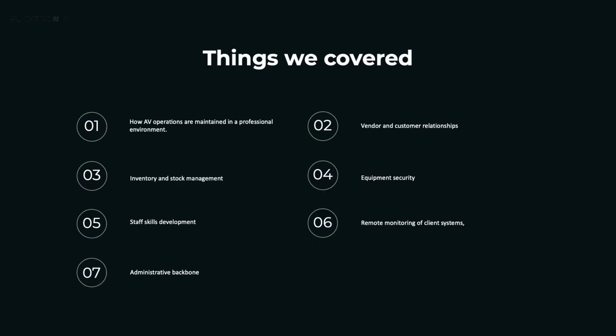Here is what we covered in this video. We examined how AV operations sustain business continuity through structured vendor relationships. We covered disciplined inventory management, robust equipment security, continuous staff development, remote system monitoring, and essential administrative processes that underpin every successful AV organization.